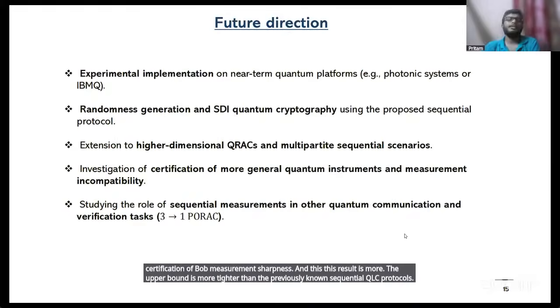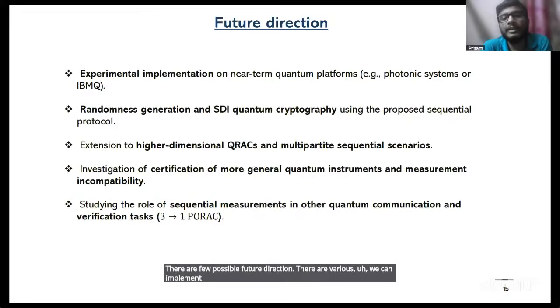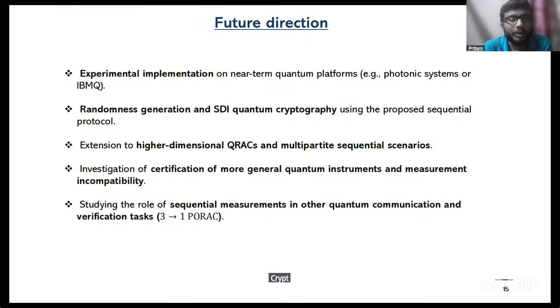There are a few possible future directions. We can implement this in various quantum experimental platforms like photonic systems and other devices. And here we only certify the unsharp parameter, but this can be extended to randomness generation and other cryptographic protocols, and extension of the robustness of self-testing to higher dimensional quantum random access codes.